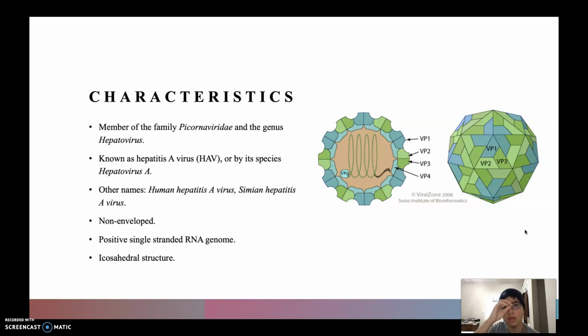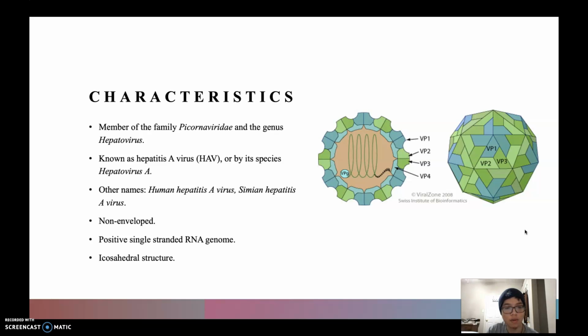So about characteristics of hepatitis A virus, it is a member of the family Picornaviridae and the genus Hepatovirus. So its formal name is Hepatovirus A, or else you can call it hepatitis A virus. It does have some different names like human hepatitis A virus or simian hepatitis A virus.